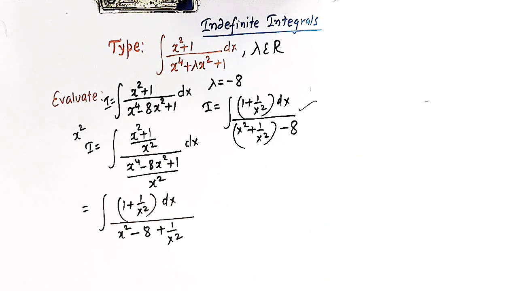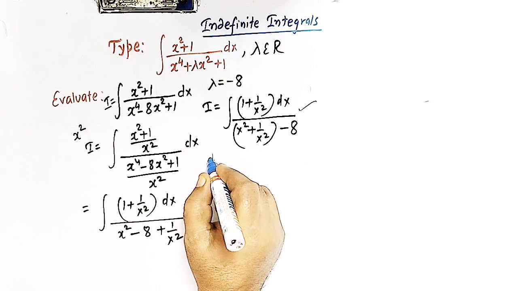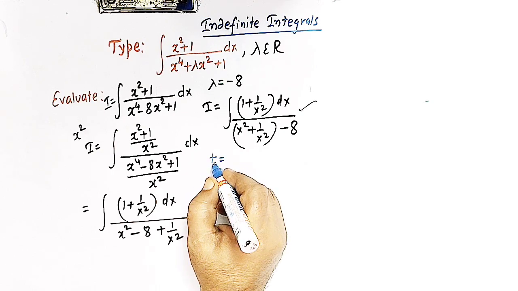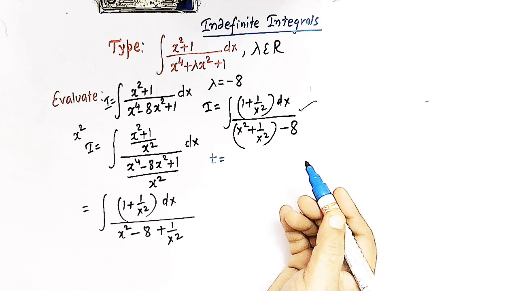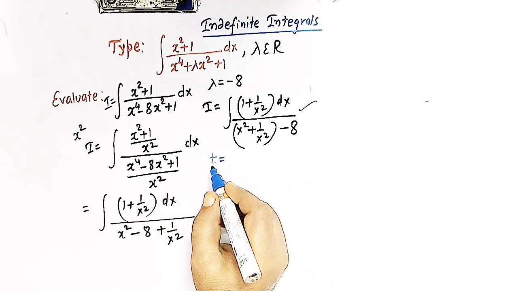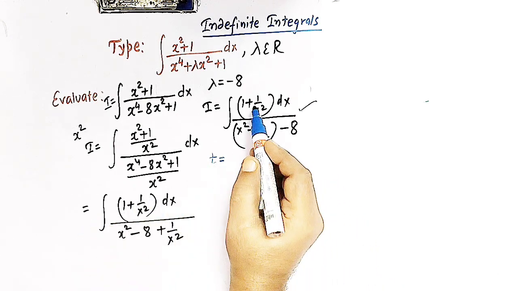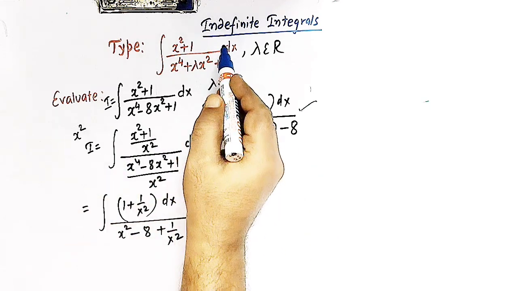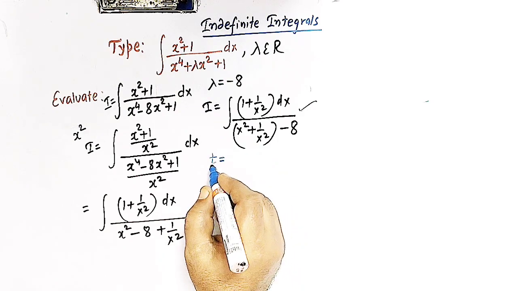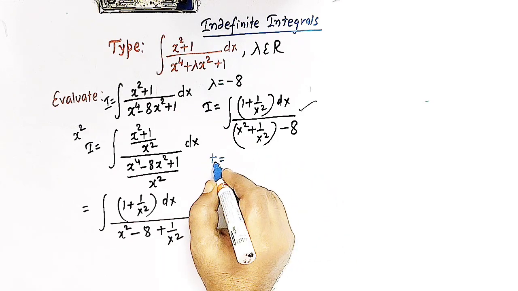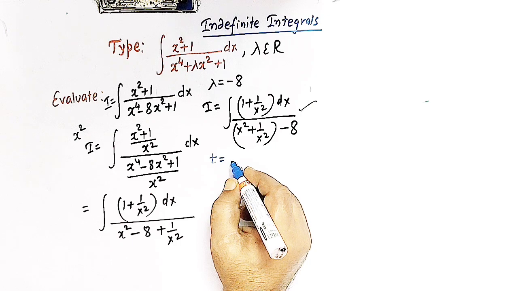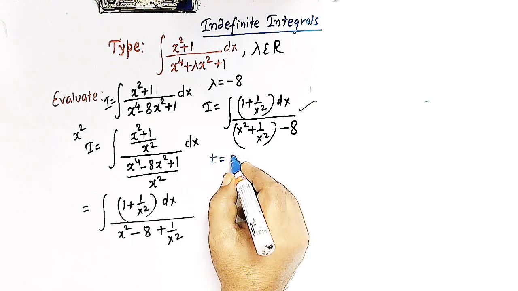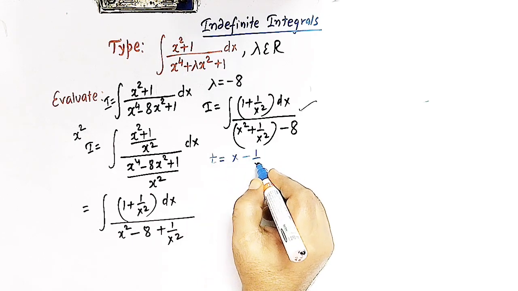Now the second step is to make use of the method of substitution. We take a variable t, a function of x, such that the derivative of t with respect to x gives us 1 plus 1 over x square. In these types of integrands, we make use of a quite common substitution, that is t is equal to x minus 1 over x.